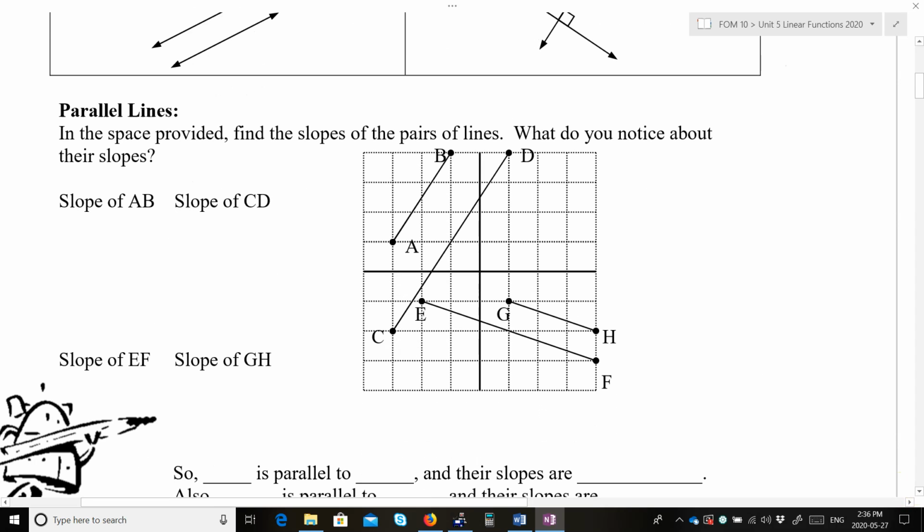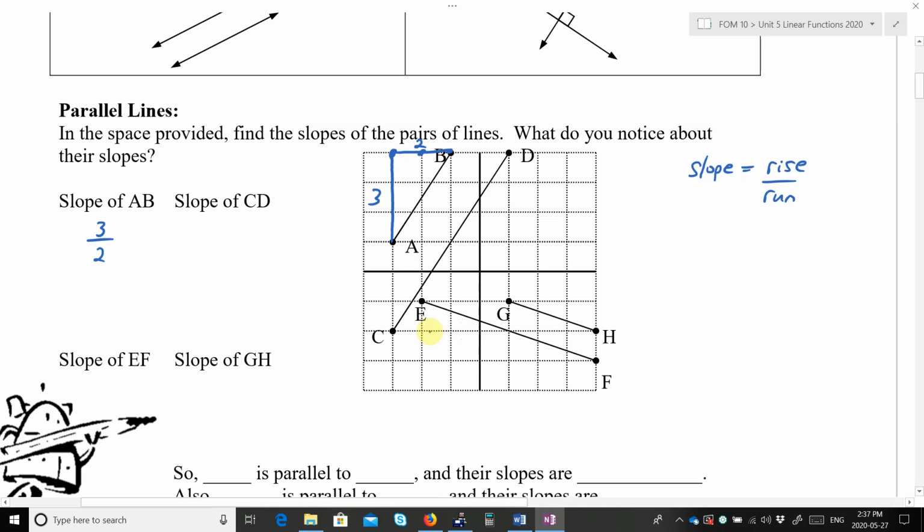And it says, in the space provided, find the slopes of the pairs of lines. What do you notice about their slopes? So first of all, the slope of AB. And remember, slope is equal to rise over run. So for AB, the rise is 1, 2, 3 units, over the run is 1, 2 units to the right. So up 3, so that's a positive 3, 2 to the right, positive 2. So we have a slope of 3 over 2.